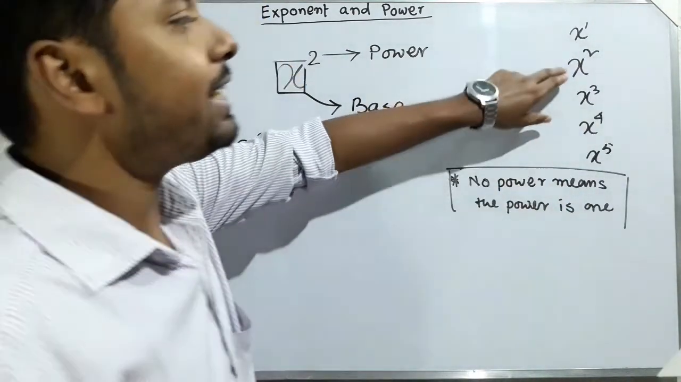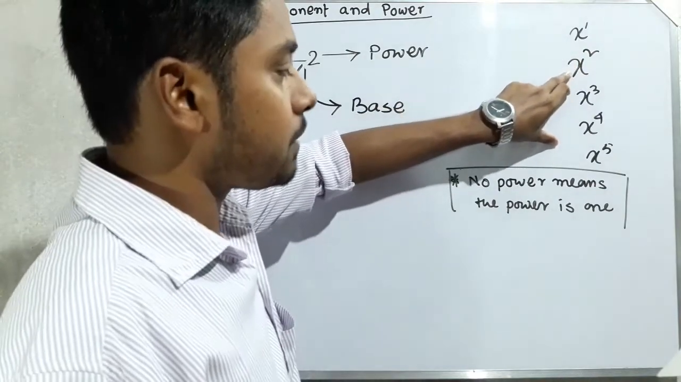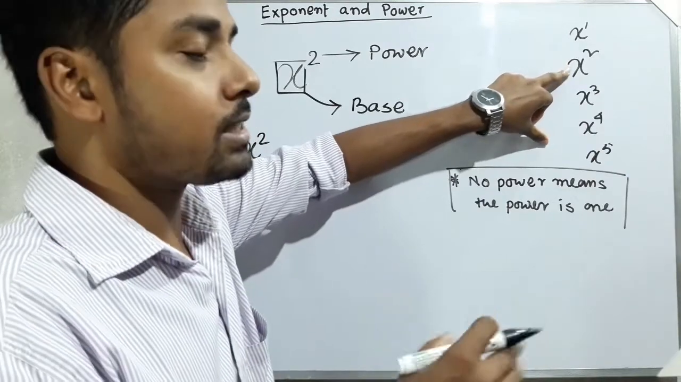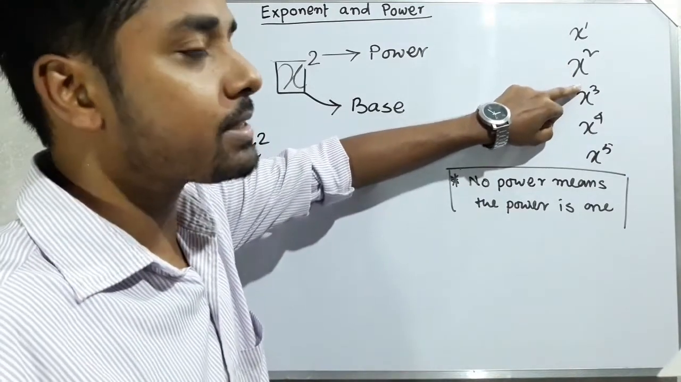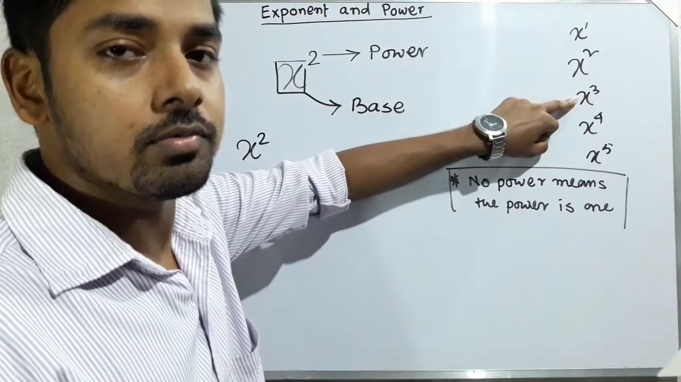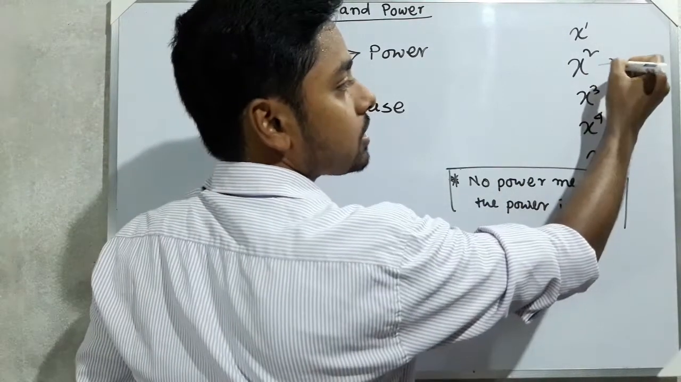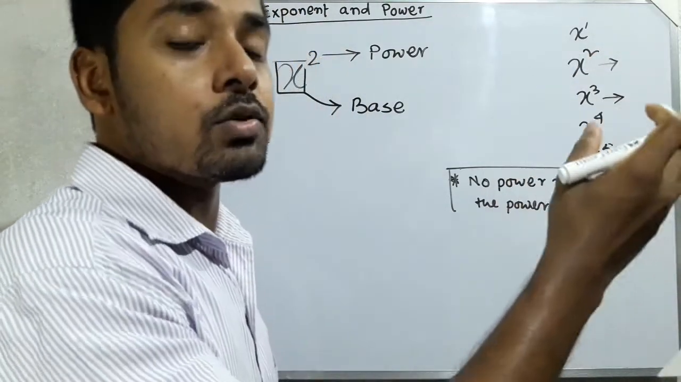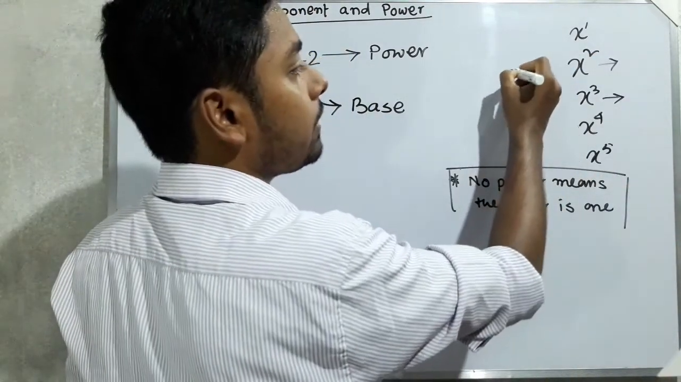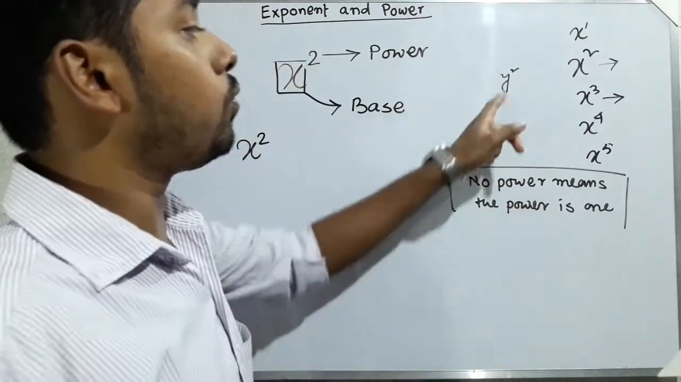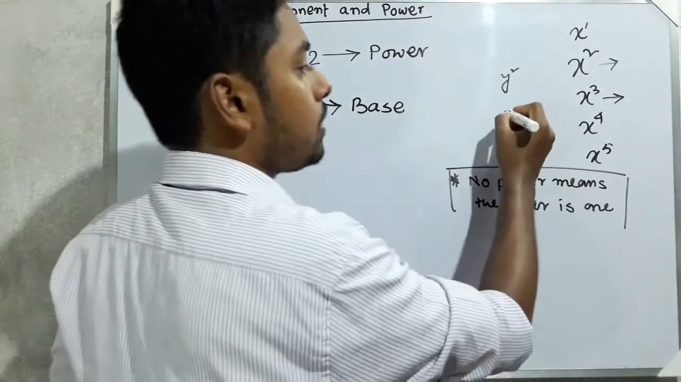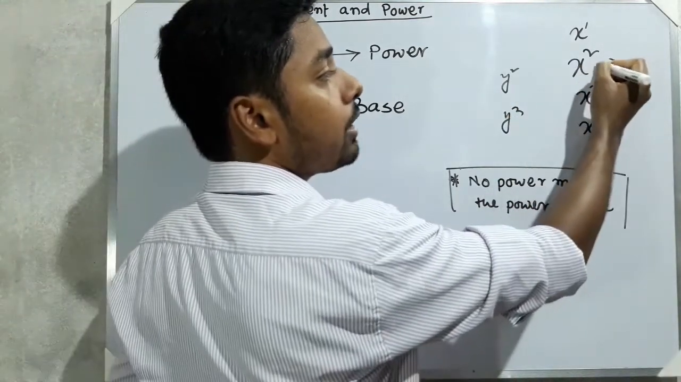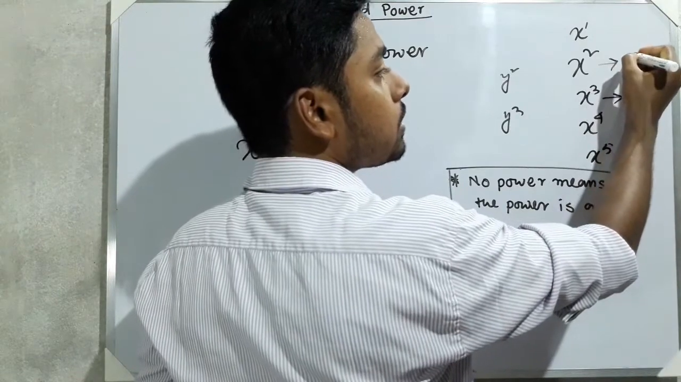Now x to the power 2 is especially called x square also. X to the power 3 is called x cube also. This is called x square and this is called x cube. When the power is 2, it is also called x square. If it is y to the power 2, you can say y square also. If it is y to the power 3, it is called y cube also. That means whenever the power is 2, you also call it square.